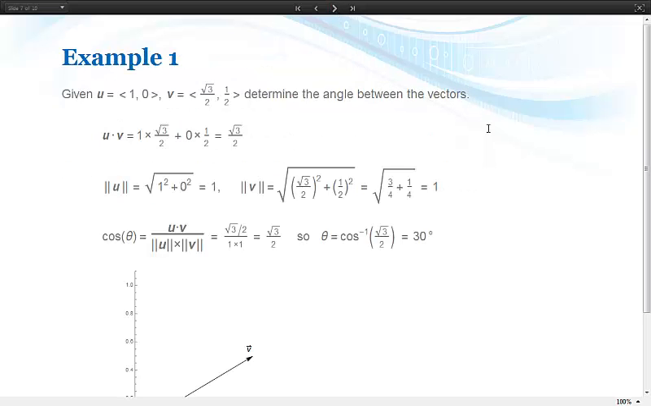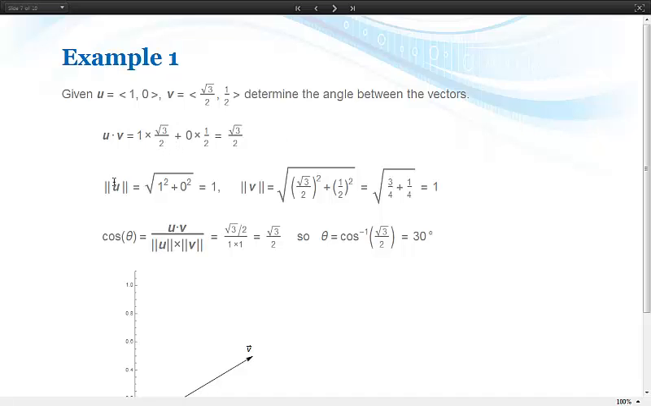So here's a simple example. If the first vector is 1, 0, that is the x component is 1 and the y component is 0, that's a vector that points in the x direction. And v is a vector with coordinates square root of 3 over 2 for the x coordinate and 1/2 for the y coordinate. We can determine the angle using the formula we just had above. First we compute the dot product of these two vectors. It's 1 times the square root of 3 over 2 plus 0 times 1/2, so the dot product is just the square root of 3 over 2.